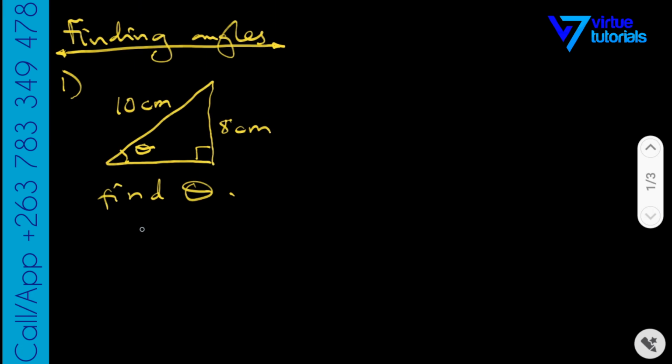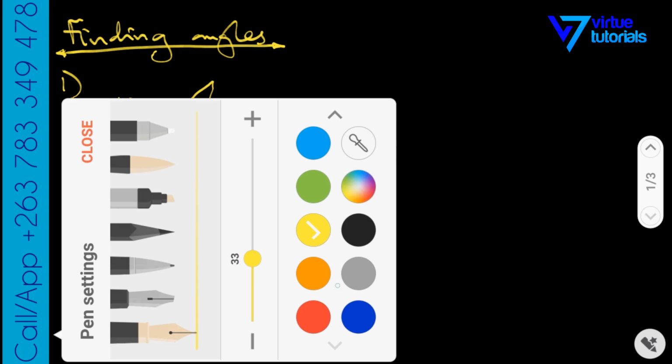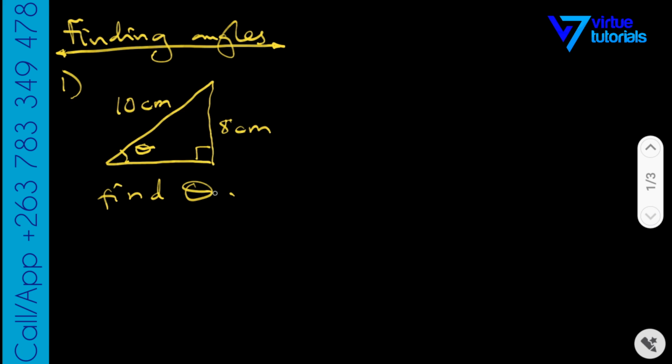Now we're going to look at how to use the trigonometrical functions to find our angles. If there's a missing angle in a triangle that we want to find, we can use our trig functions. So if we look at this triangle here, we have an angle theta, and we're asked to find the angle theta. We've got two sides, one side 8 centimeters and the other side 10 centimeters. So what I would do is label those sides.